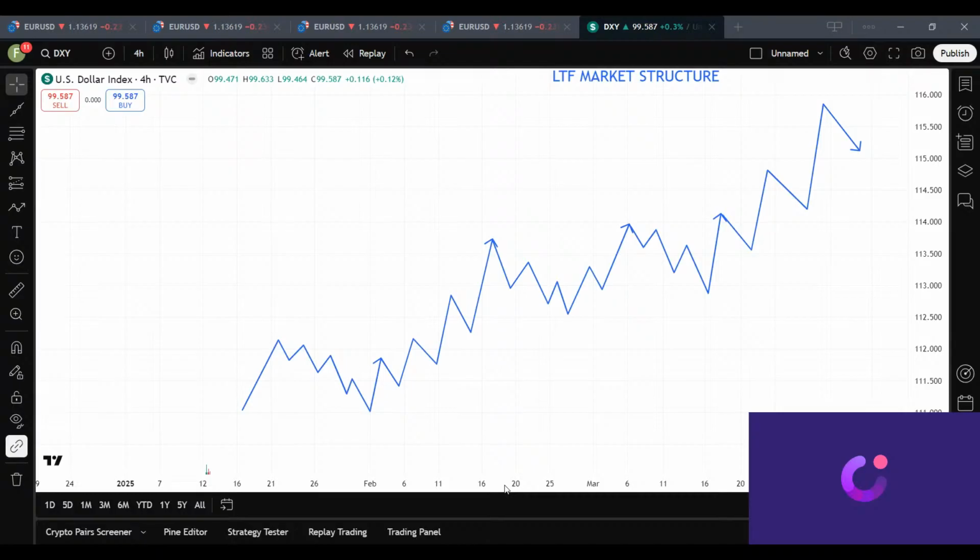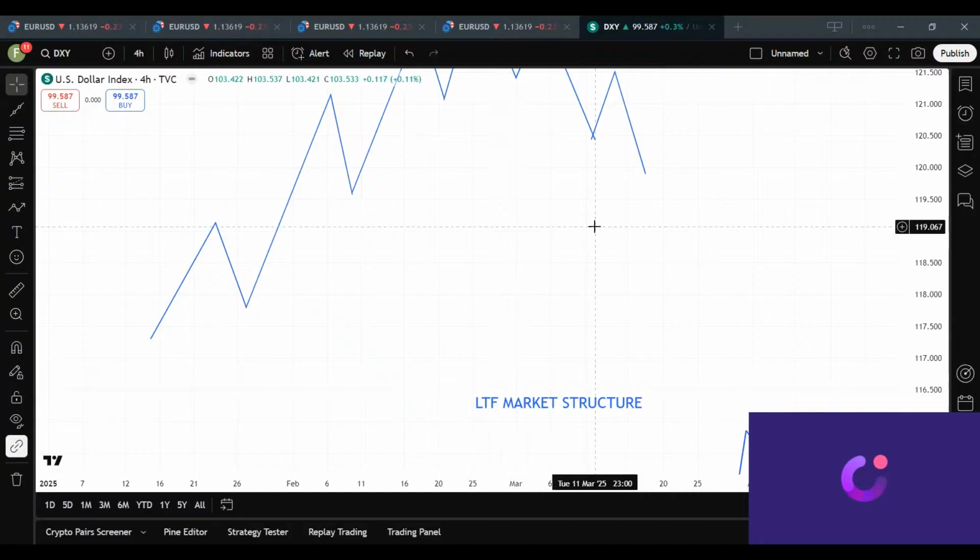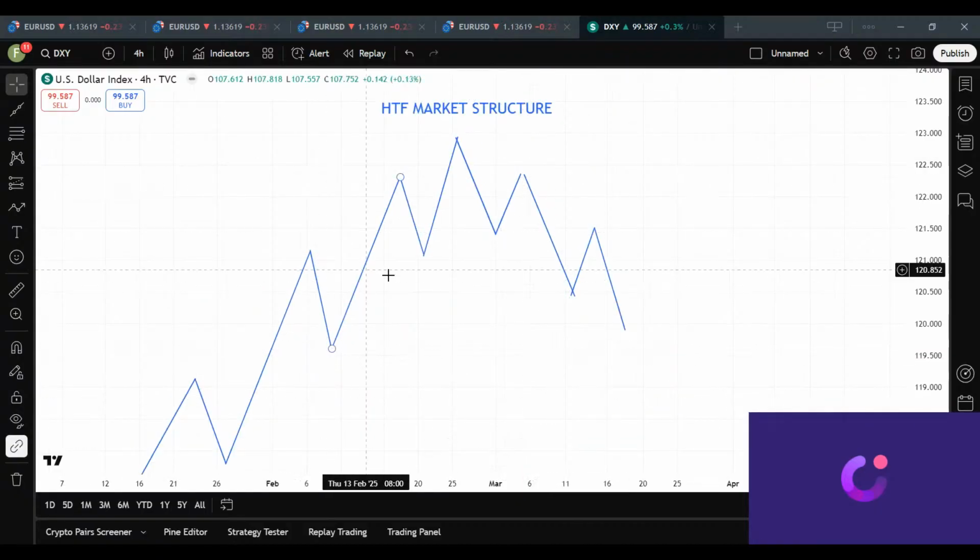Sorry. This is called HTF market structure, and HTF market structure means high time frame. It means H4, 1 day and 1 week. On this one, the daily, we can say it has no noise. What we are trying to say is that when the market is on higher time frames, it has no noise. So the market structure usually looks straightforward on higher time frames.